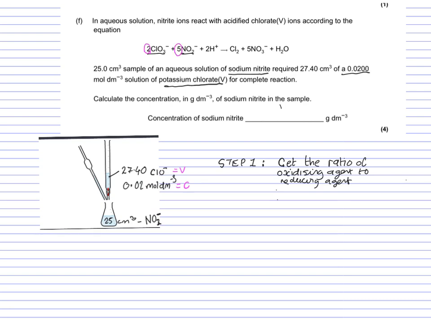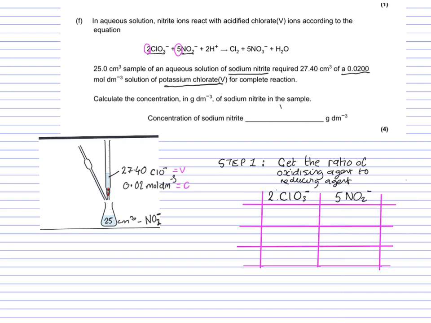So the next step, you must get the ratio from the balanced equation. This is one step students always miss. Get the ratio of the oxidizing agent to the reducing agent. So it's 2 moles of the chlorate 5 ions to every 5 moles of the nitrite ions. So it's really, really important you get that molar ratio first off.